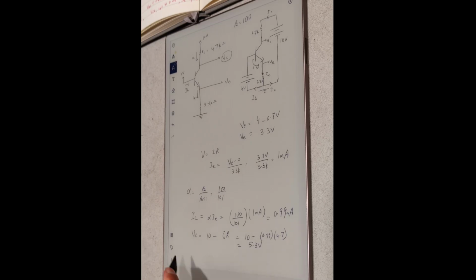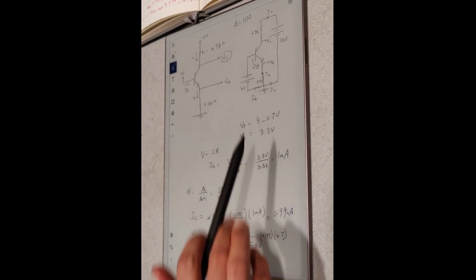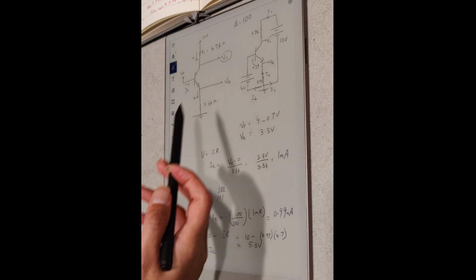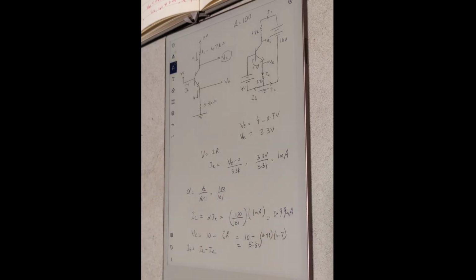And finally, IB is easy because it's just equal to IE minus IC, and we know IE and we know IC. Okay, so this is all good, but remember that these relationships, alpha and beta specifically, are only valid when you are in the active region. Therefore, while we were solving this, we assumed that we were operating in the active mode. So now it's important to make sure that we check that our assumption was correct.